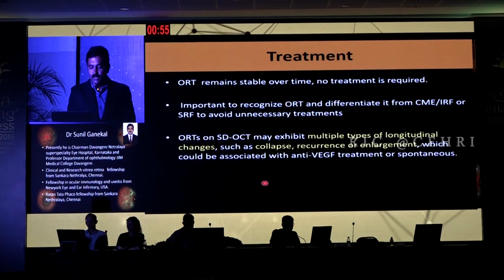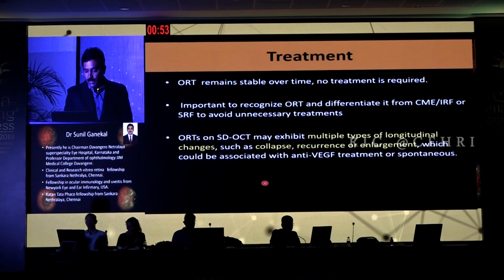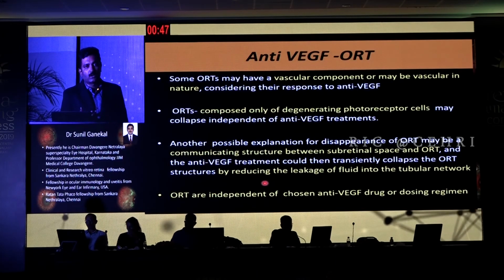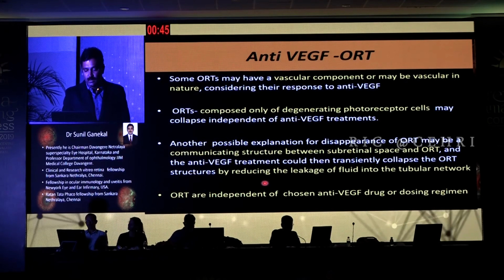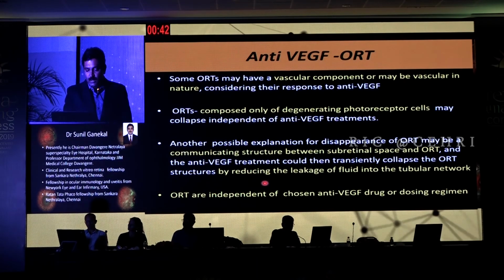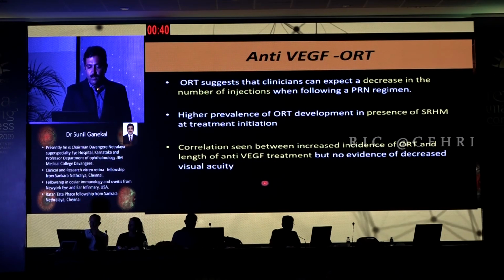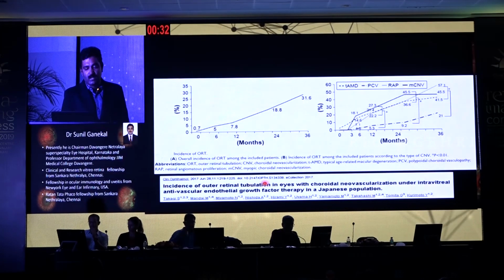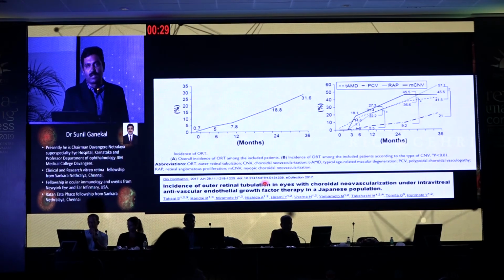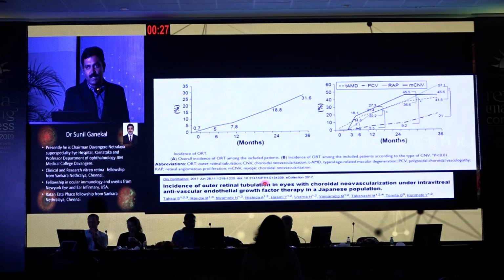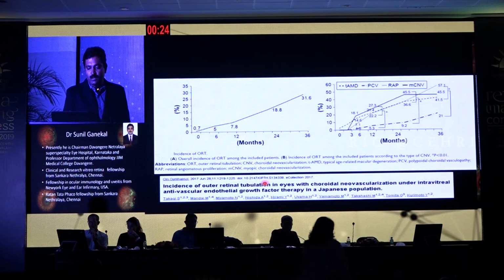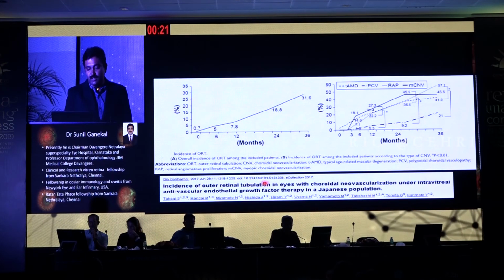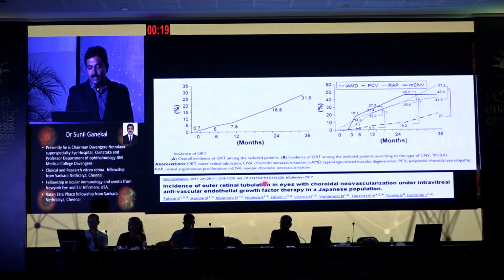As for treatment, they are usually stable over time, though multiple changes can occur. They can collapse, or sometimes recur or enlarge. Some do respond to anti-VEGF because they have a vascular component, and some remain stable, independent of anti-VEGF treatment. A correlation is seen between increased incidence of ORT and the length of anti-VEGF treatment. This is one of the Japanese studies which studied the incidence of ORT in various forms of disease, from PCV to myopic CNVM to RAP and others. They found that the incidence is a little lower in PCV when compared to the other diseases.